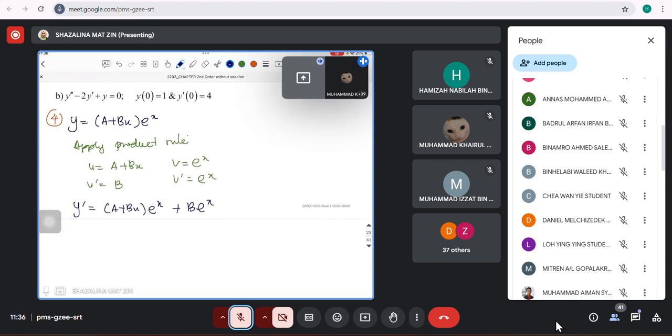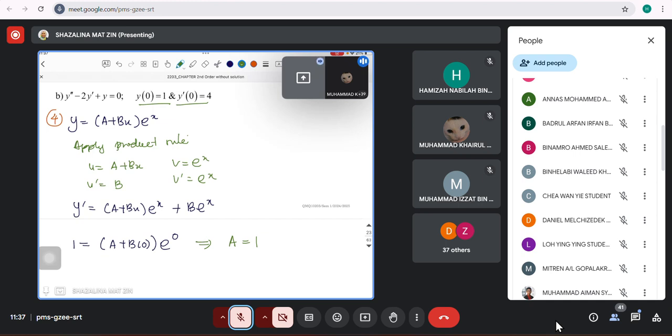Okay, now we want to substitute the conditions. The conditions are y(0) equals 1 and y prime(0) equals 4. So, the first condition: 1 equals A plus B times 0 exponent 0. Simplify: B times 0 becomes 0. So, in the bracket only A. A multiplied by exponent 0 means A multiplied by 1. So, A equals 1.